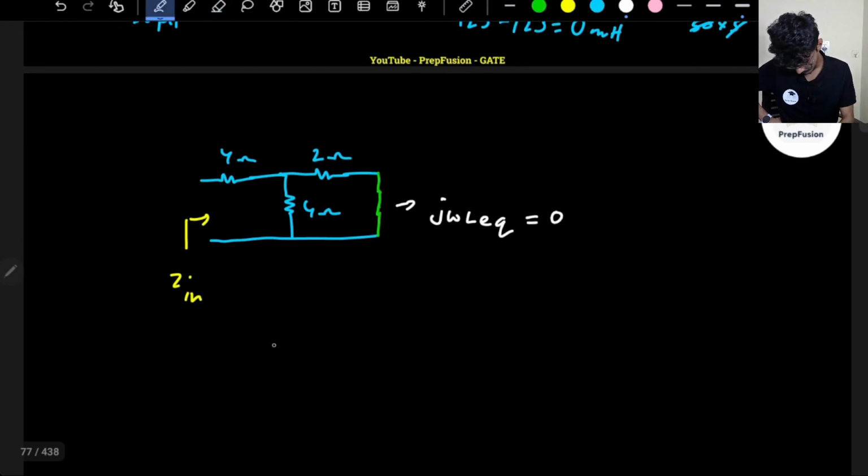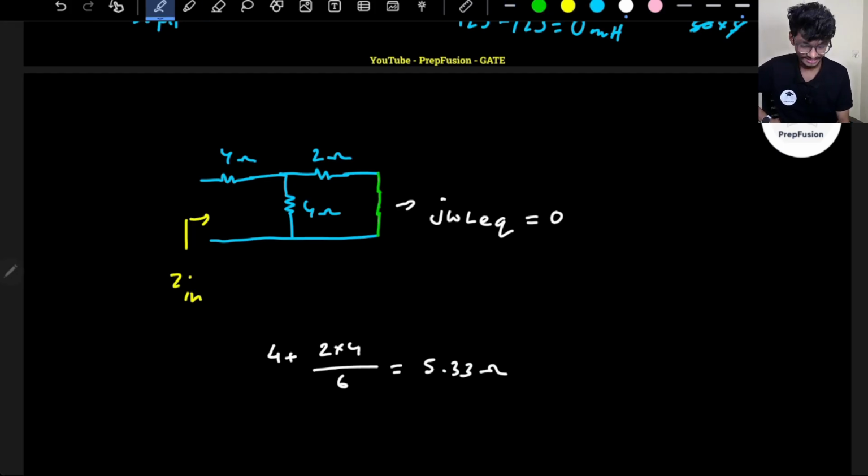So I can write 4 plus 2 into 4 divided by 6. So this will be equal to 4 divided by 3, right? So 4 divided by 3, 1.33. So this will be 5.33 ohms. That's how simple this question was actually. But finding the L equivalent is very tedious.